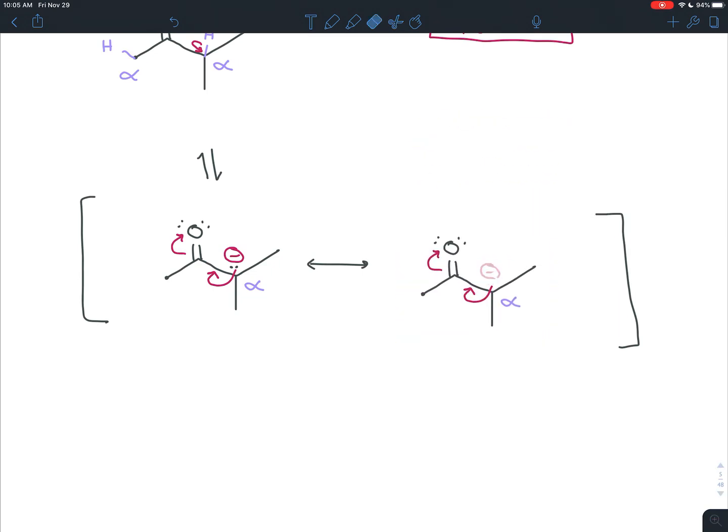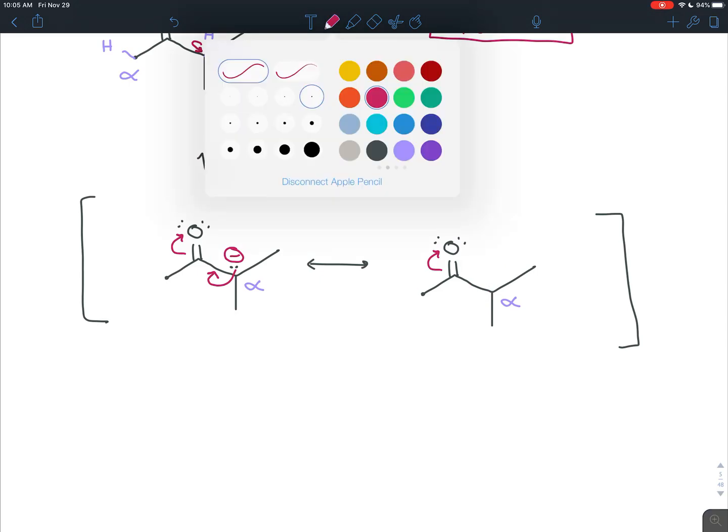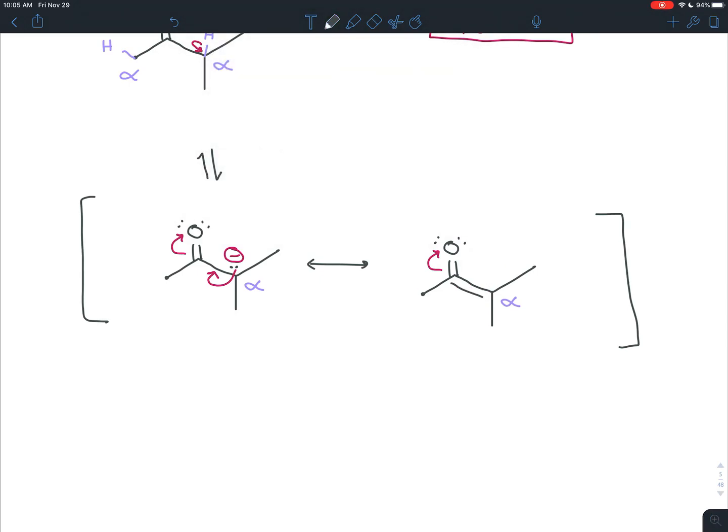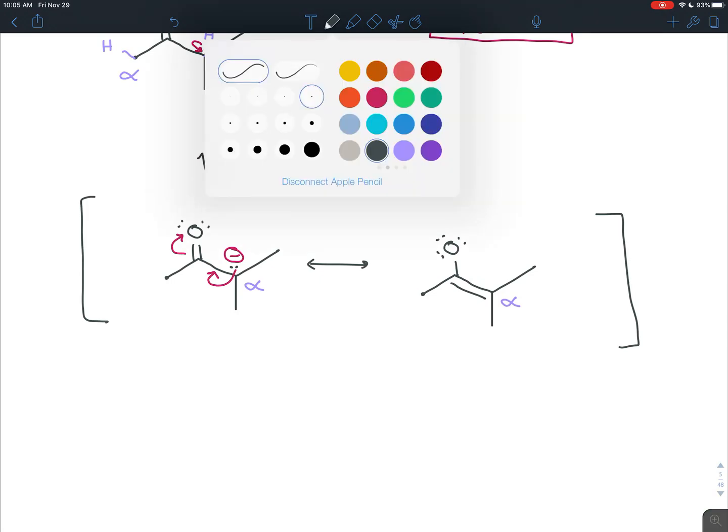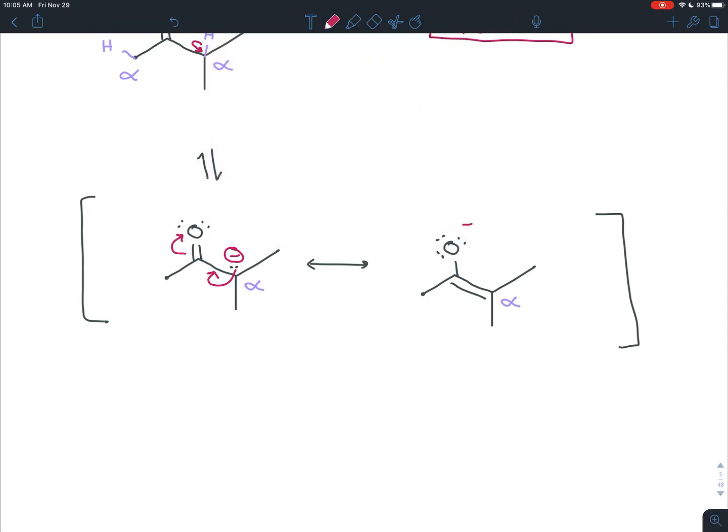So when you do that, you no longer have the lone pair, you're going to have another pi bond there. And the pi bond in the carbonyl won't be there anymore. It will be a third lone pair on that oxygen. And the oxygen has a full negative charge.